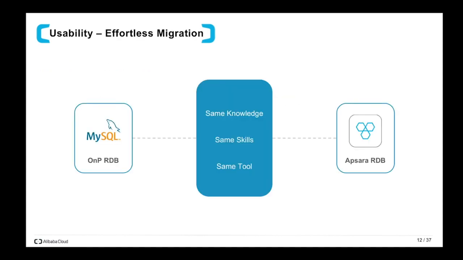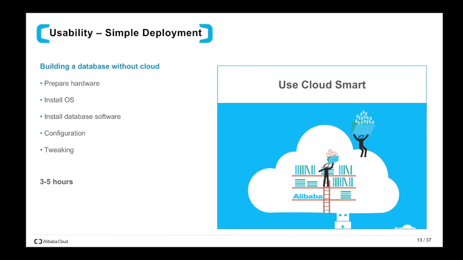Another feature for usability is effortless migration. ApsaraDB RDS products use the same skills and same tools as on-premise database engines. For example, if you want to migrate your MySQL DB instance from on-premise to RDS, you don't need to learn new technology, new skills, or new tools. You can use the same way and the same tools to migrate the original on-premise RDB to ApsaraDB. And I think it's very, very easy to deploy a new RDS instance on the cloud.